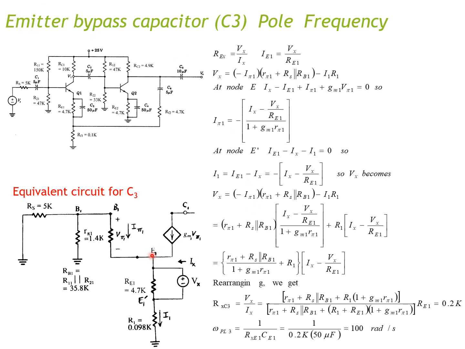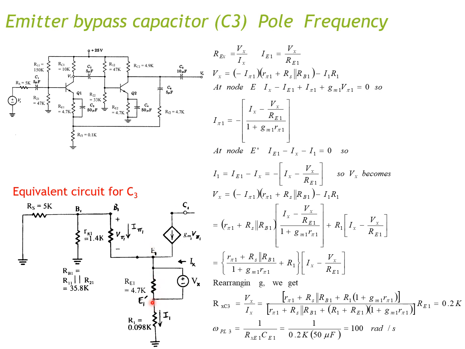So at this node here, if we use Kirchhoff's current law, we're gonna have IX coming in minus IE1 coming out, plus Iπ1 coming in plus gmVπ coming in, and the sum of all of that is gonna be 0, right? So if I arrange this, I can find an expression for Iπ1.